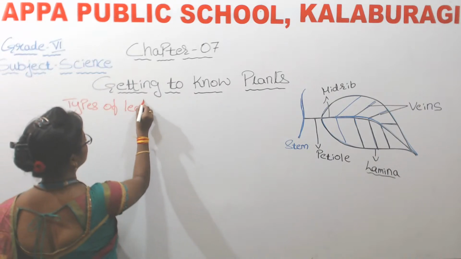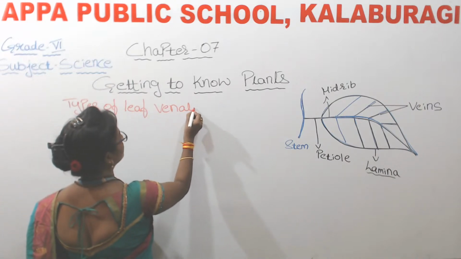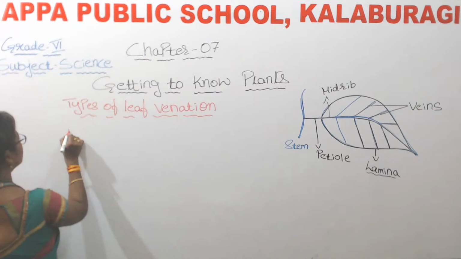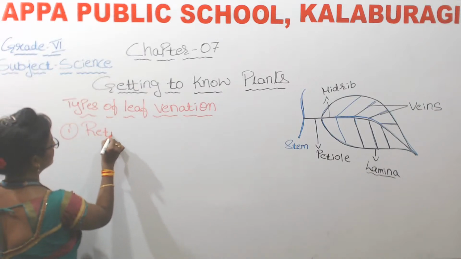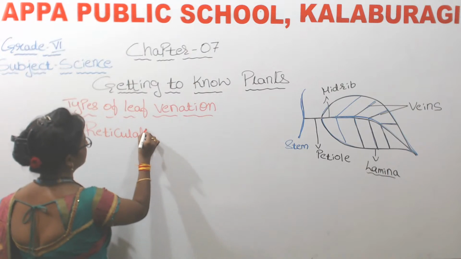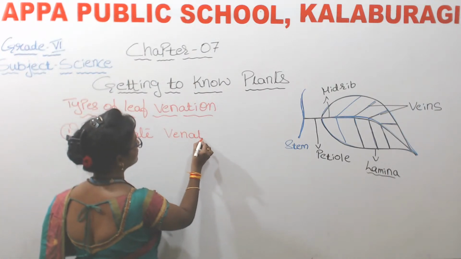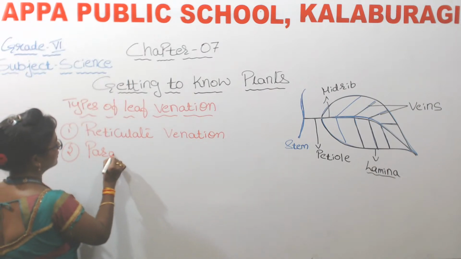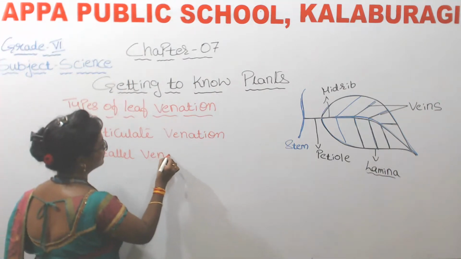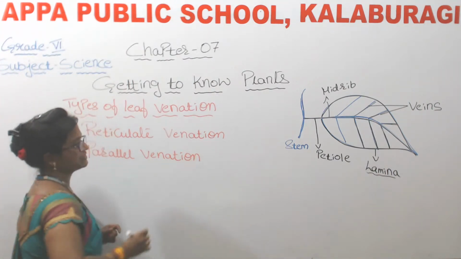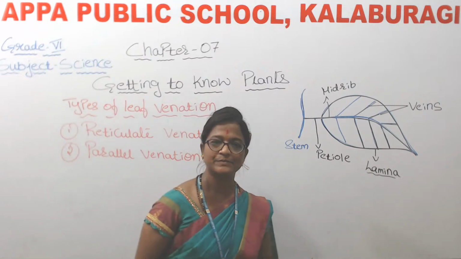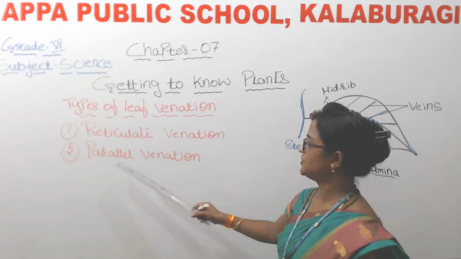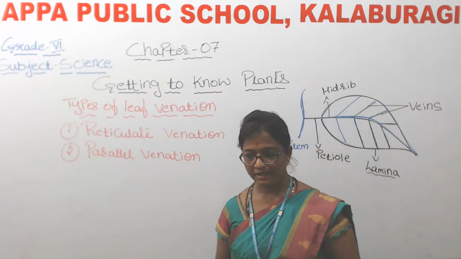Types of leaf venation. So as I said, how many types are there, children? One is reticulate venation, and another one is parallel venation. So we can find two types of venation on the leaf. One is reticulate venation and the other one is parallel venation.